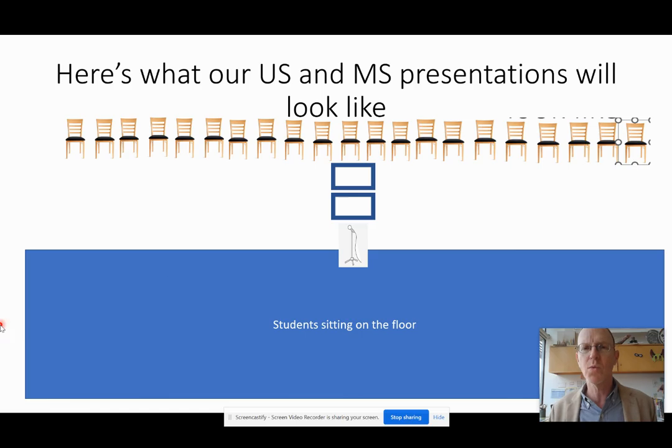So what you'll see is when you enter into our NPR, the entire room is going to be empty because students are going to be seated on the floor.